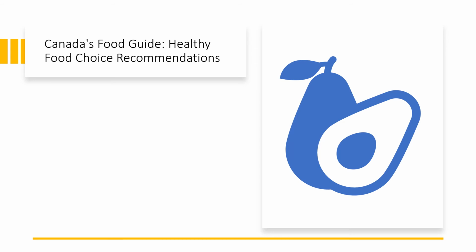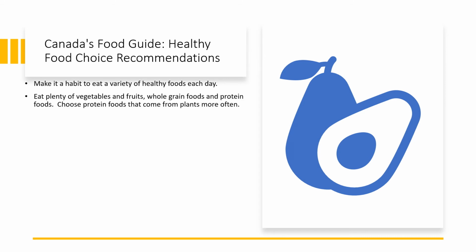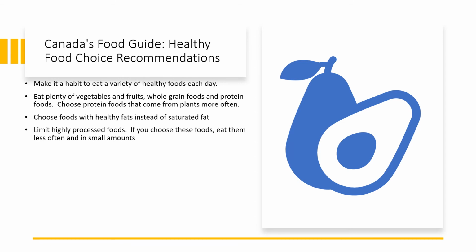So one of the first comparisons I want to draw is to Canada's food recommendations. We'll just go through these really quickly, and look at this much more briefly than what we just looked at for the US. So Canada recommends making it a habit to eat a variety of healthy foods every day. Eat plenty of vegetables and fruits, whole grain foods, and protein foods. Choose protein foods that come from plants more often. Choose foods with healthy fats instead of saturated fats. Limit highly processed foods, and if you choose to eat these foods, eat them less often and in smaller amounts.